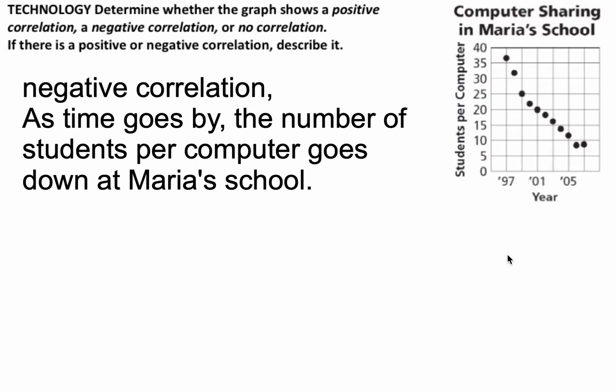Okay, and there's some reasons why that could be. It could be that there's getting to be fewer students, or more likely the case, because students tend to increase over time, in my experience, they are getting more computers. So here in 97, 37 students per computer. That's probably one computer per teacher. And maybe not all teachers had a computer. And then as we get down here, they've probably got some computer labs and stuff. And it'd be even lower than that now.